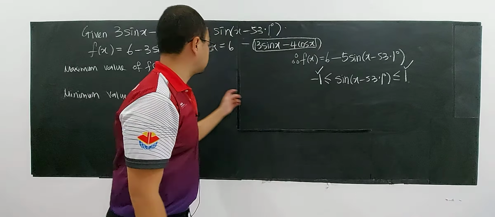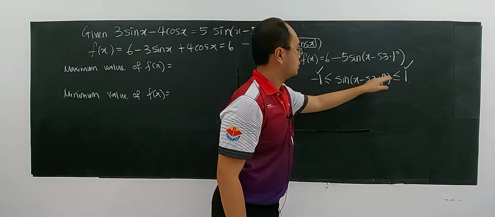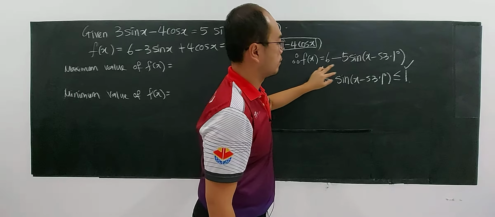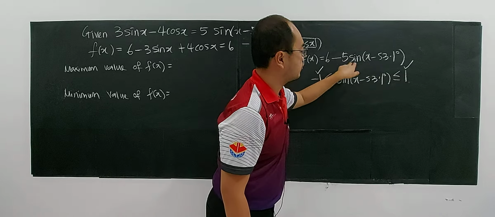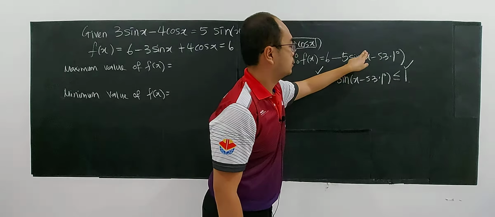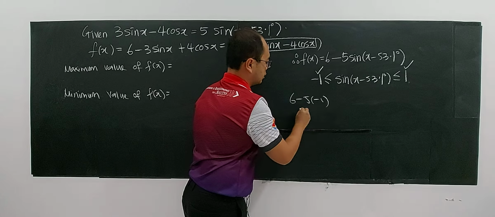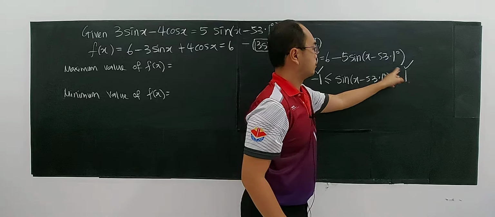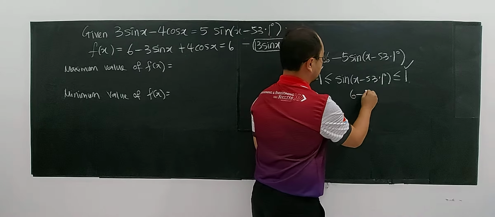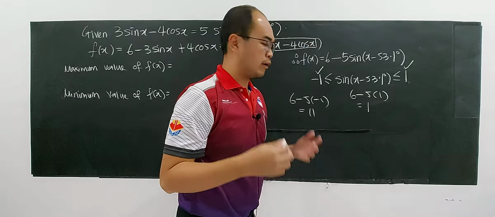If you use this method, it will be easier. You consider these two values here. If you put negative 1 here, what are you getting? You are getting 6 minus 5 times negative 1, which is 11. What if you substitute with 1? 6 minus 5 times 1, you are getting 1.